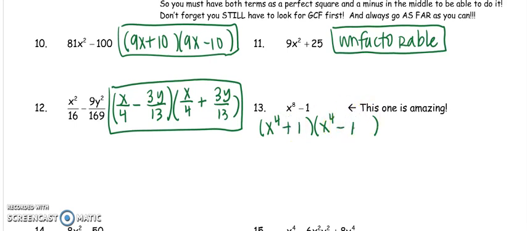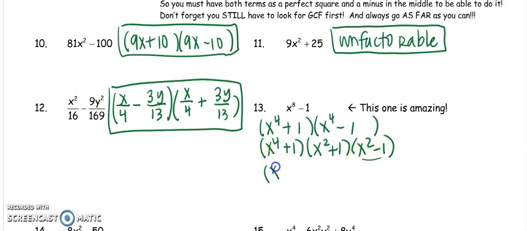Now here's the deal. You can't go any further with x to the 4th plus 1 because of the plus sign in it, but you can go further with the one with the minus, because you can say this is x squared minus 1. Actually, let's do x squared plus 1, x squared minus 1. And then you can go further here. So if we have x to the 4th plus 1, x squared plus 1, and then we can go further here. X plus 1, x minus 1.